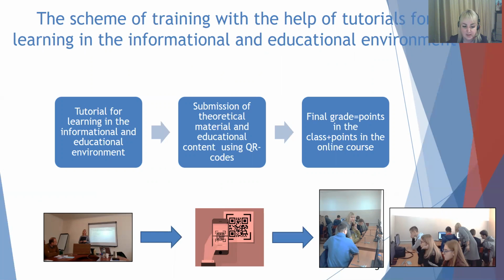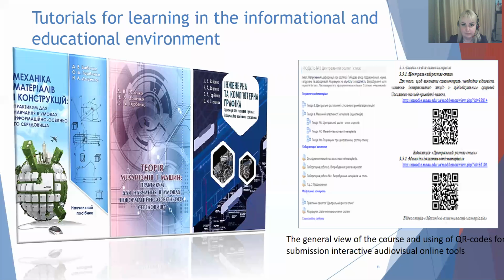The scheme of training with the help of tutorials for learning in the informational and educational environment is presented. Higher education applicants, with the help of an application for reading QR codes, enter the appropriate section of the course and begin to perform tasks using personal computers or mobile phones, using the presented interactive audiovisual online tools. Tutorials for learning in the informational and educational environment are presented: the general view of the course and the use of QR codes for submission of interactive audiovisual online tools.